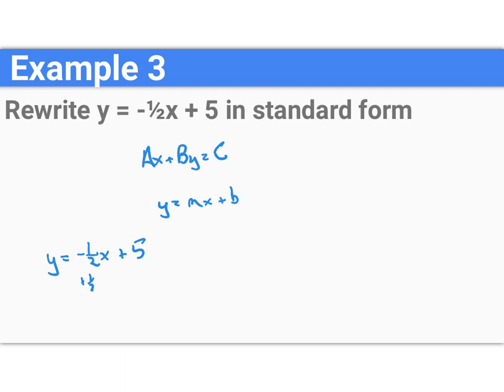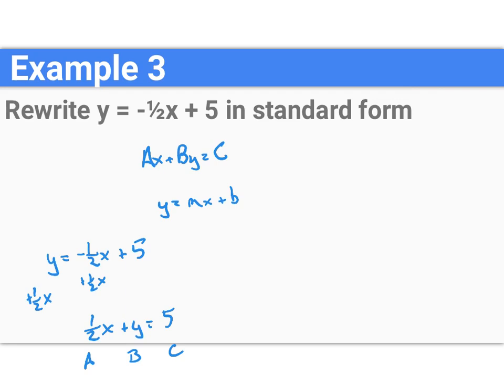You add 1/2 x to both sides, and you get 1/2 x plus y equals 5. So in this form, 1/2 is our a, y is our b, then there's no number in front of y yet in our c.